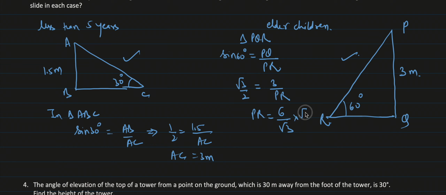So we rationalize the denominator. So that will be 6 root 3 by 3. Cancel it out. It's 2 root 3 meter. So I hope it's clear. So both the values come out to be 3 meter and 2 root 3 meter. Done? I hope this is also clear, students. Let's move on to the next question.